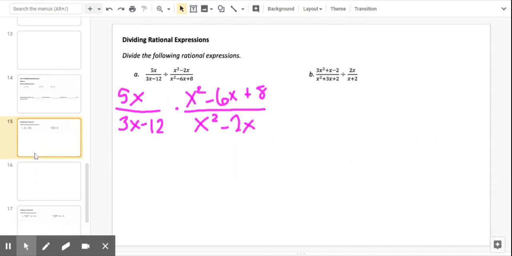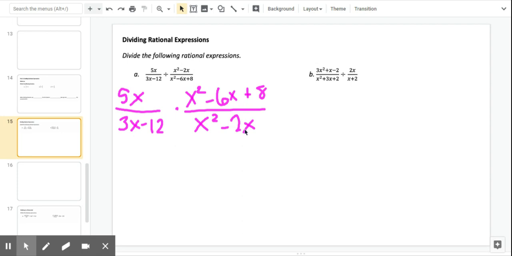So that same rule applies when we're dealing with rational expressions. If we're going to divide this rational expression, we keep the first fraction. So 5x over 3x minus 12 stays the same. We change the division to multiplication, and then we take the reciprocal of the second fraction. So we flip the second fraction. So now it's x squared minus 6x plus 8 over x squared minus 2x.